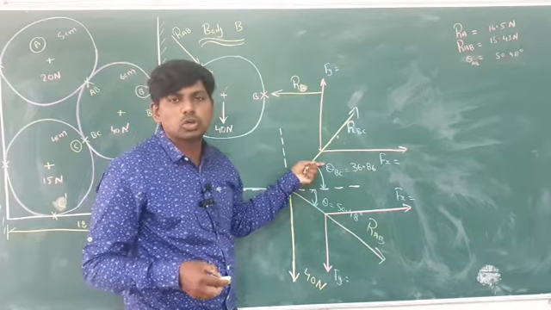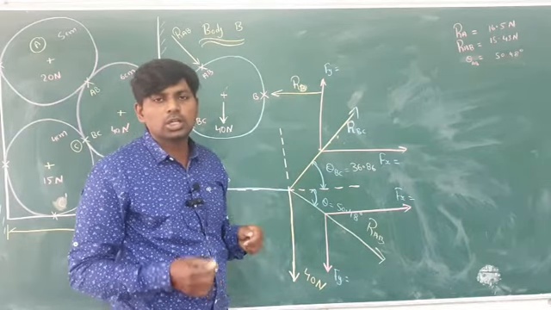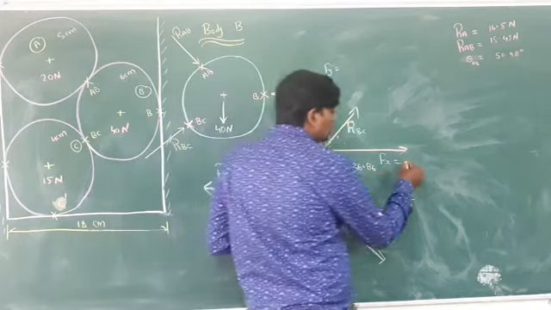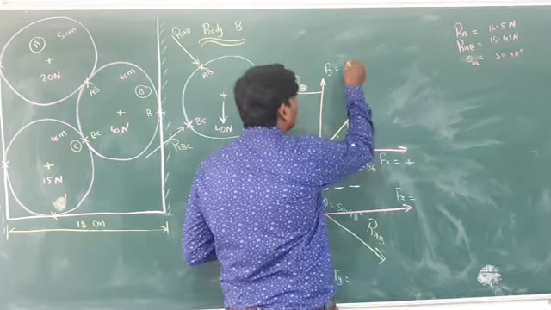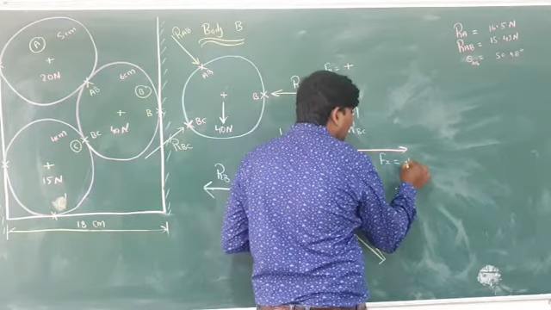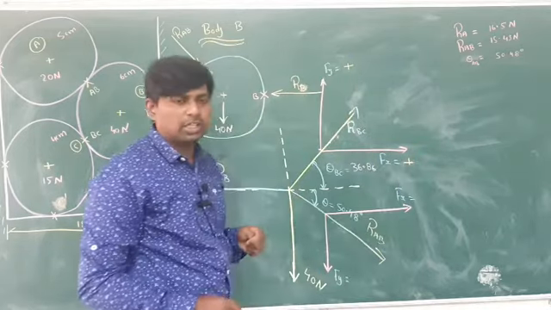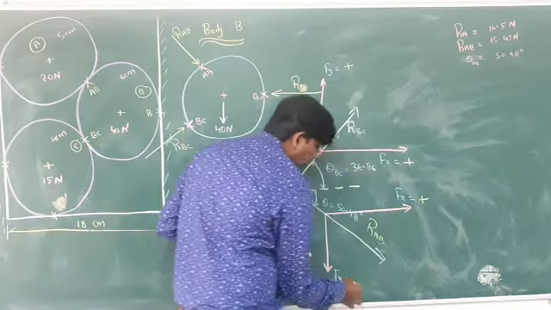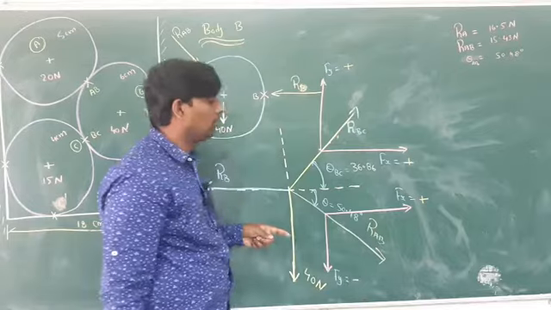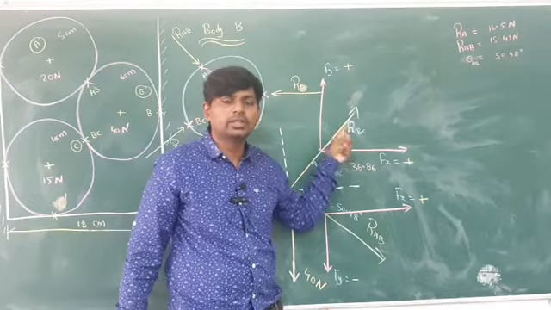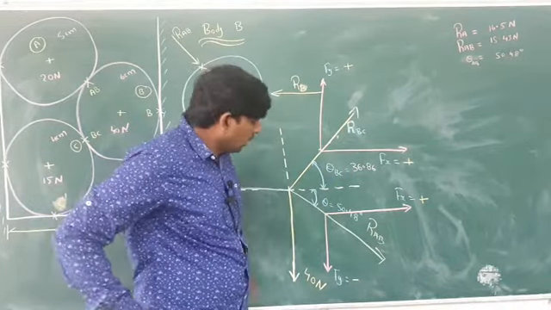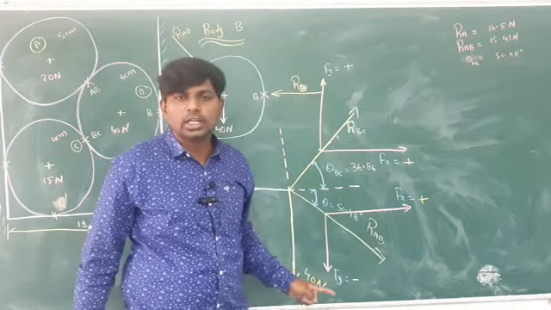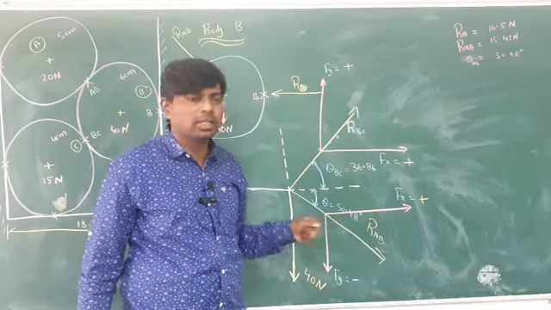See, in which coordinate is it lying? First coordinate. In the first coordinate the sign of x as well as the sign of y are both positive. So here also you take positive and here also positive. In the fourth coordinate the sign of x is positive and the sign of y is negative.